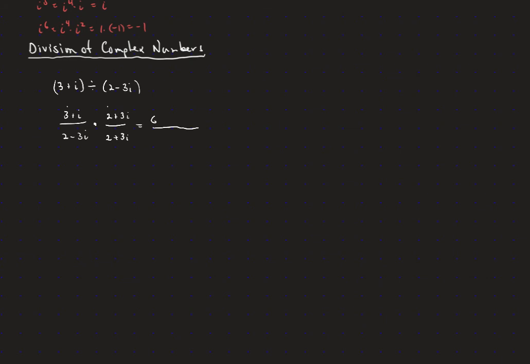3 times 2 is 6. 3 times 3i is 9i. Well, i times 2 is 2i. i times 3i is 3i squared. Now the denominator works out very nice. That's going to be our difference of two squares, 4 minus 9i squared. Now we clean up. 3i squared is negative 3. That combines with 6 to become positive 3. 9i plus 2i is 11i. In the denominator, a minus 9i squared is a minus negative 9. That's a plus 9. That becomes 13.